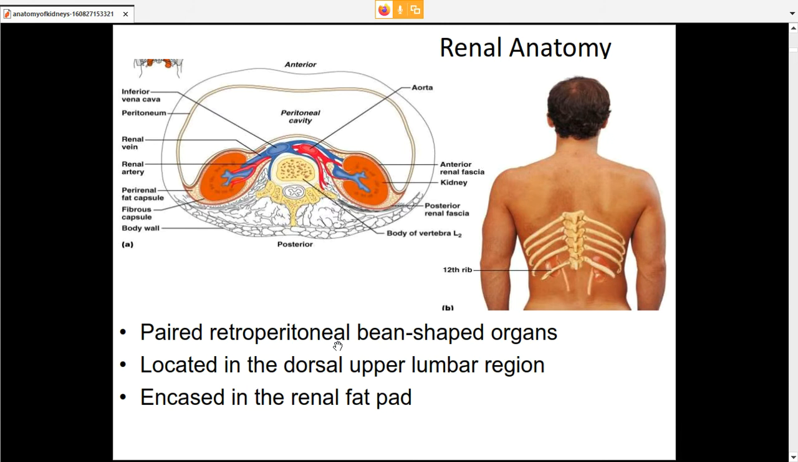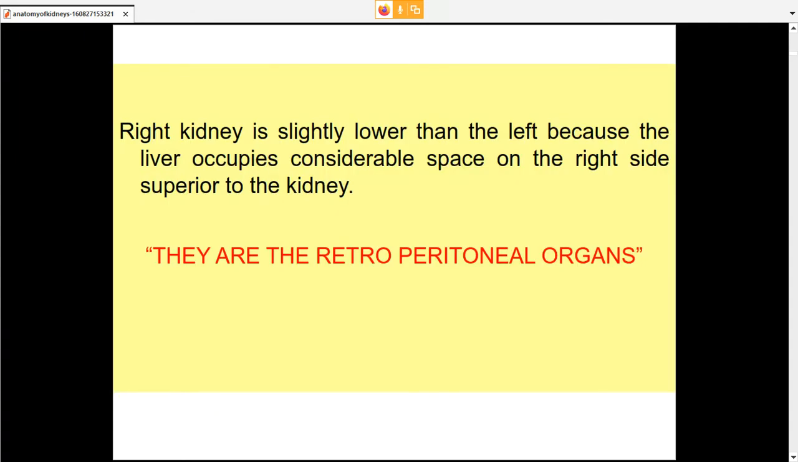The peritoneum is a sac which covers all the abdominal organs, the gastrointestinal organs. Understood? So behind this peritoneum, we can identify these bean-shaped excretory organs called kidneys. They are encased in the renal pad of fat. The right and left kidneys are covered by fat. It is called renal fat.